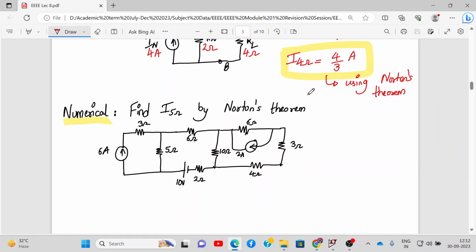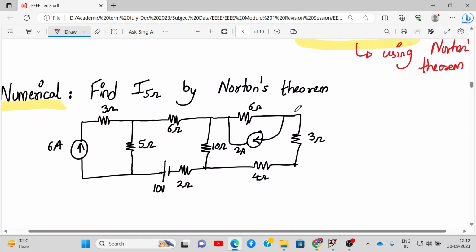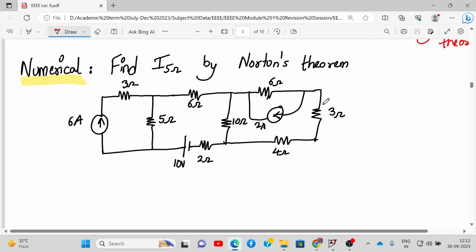Okay. So now there is one more numerical given over here. We need to find the current flowing through 5 ohm resistance using Norton's theorem. So this is the circuit given to you. What we will do is we'll discuss the strategy around it and we'll see whether we can solve this very easily. So what is the current flowing through 5 ohm resistance?